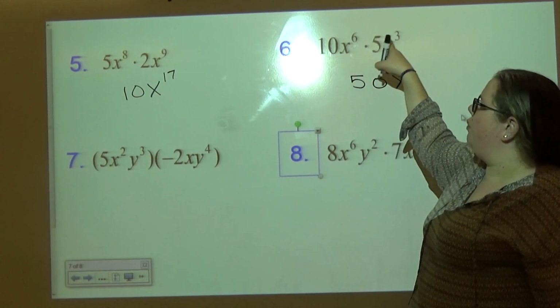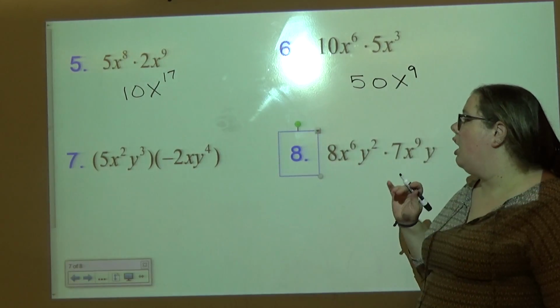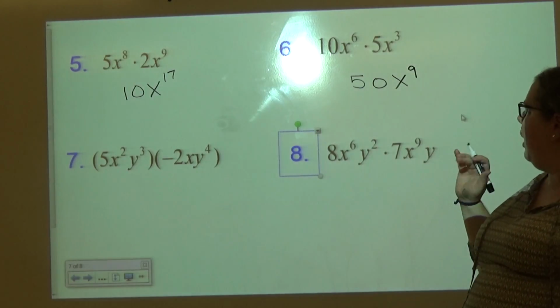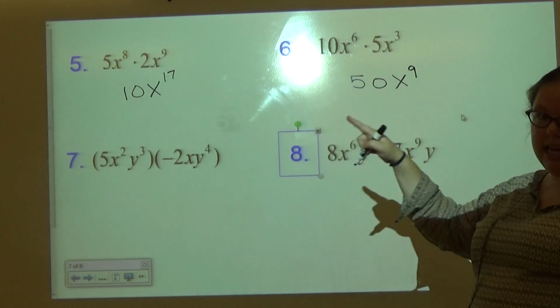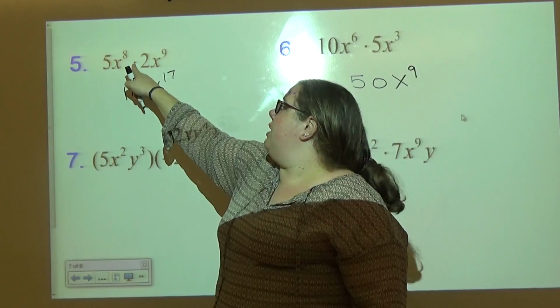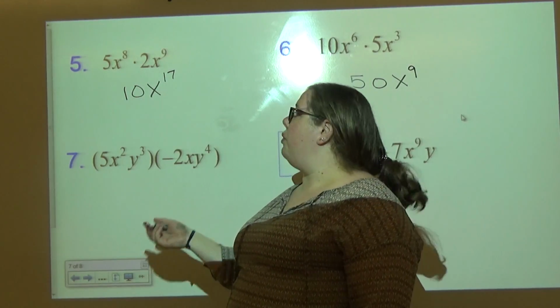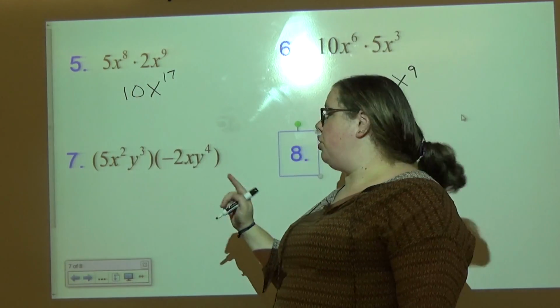6 and 3, we add them together, and we get 9. Alright, 8 is a little harder. Now, notice, I don't have a dot for this one, I have parentheses. Is there a difference between multiplication of the dot and parentheses? There is not. When parentheses are touching like this, that means multiplication.